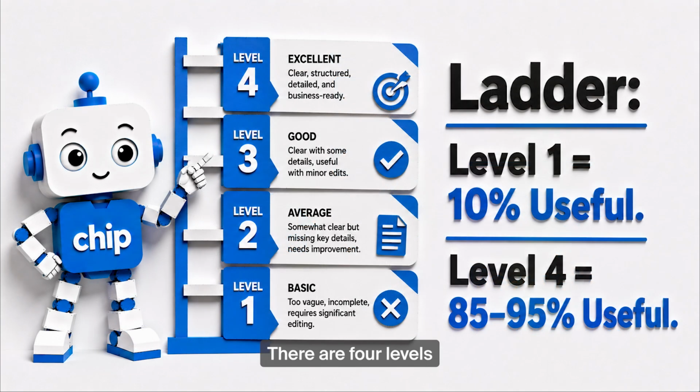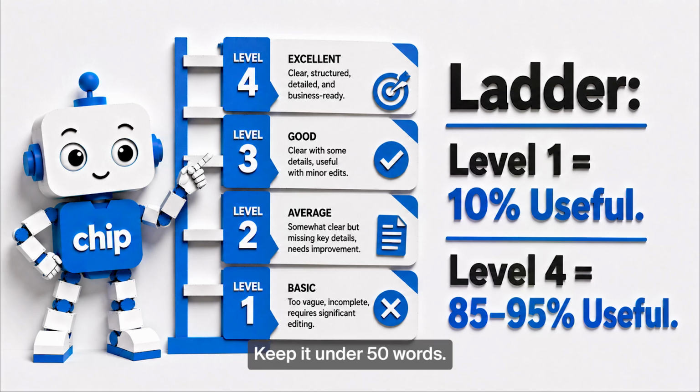There are 4 levels of prompt quality. Think of them like steps on a ladder. Level 1, weak. Write a message. Only 10 to 15% of this output is useful. Level 2, partial. Write a WhatsApp message about a payment due for my Jaipur business. 30 to 45% useful. Level 3, structured. Write a WhatsApp payment reminder for my Jaipur textile business.